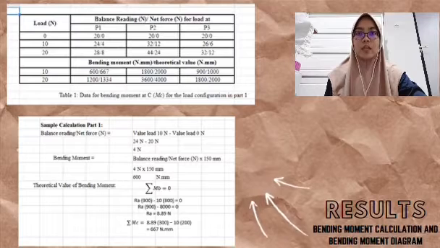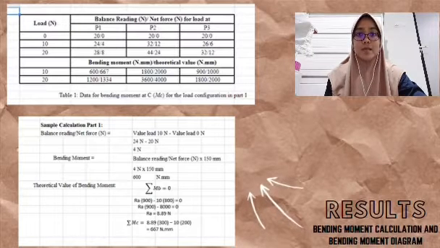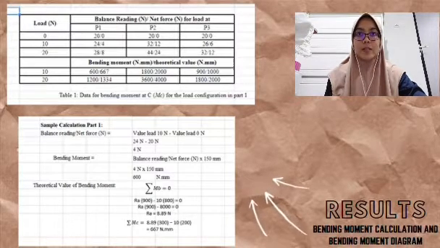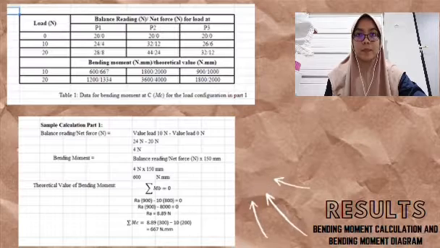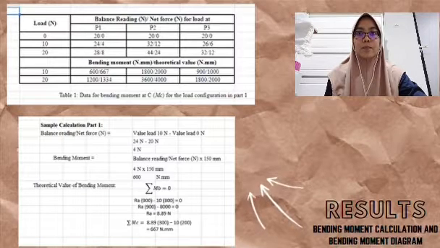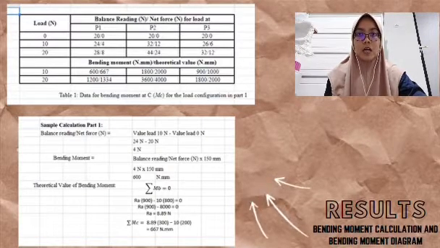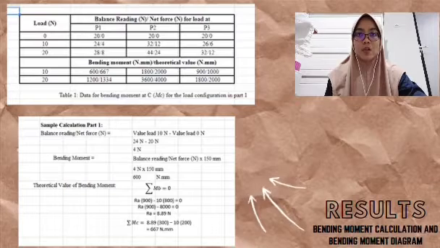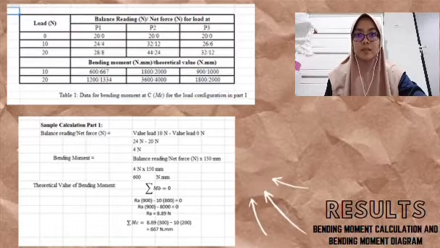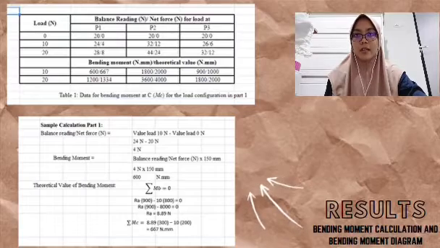To calculate the theoretical value of bending moment, the sum of moments about B equals 0, so RA multiplied by 900, which is the distance, minus 10 multiplied by 800 equals 0. From this calculation, we can get RA. To calculate MC, the RA value multiplied by 300 minus 10 multiplied by 200, and we get 667 Newton millimeter for load 10N.